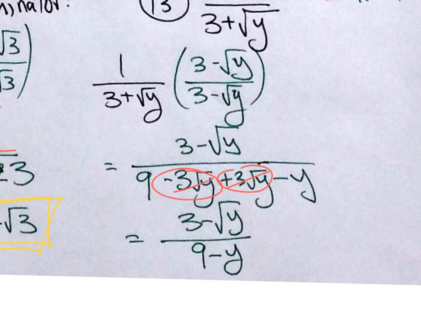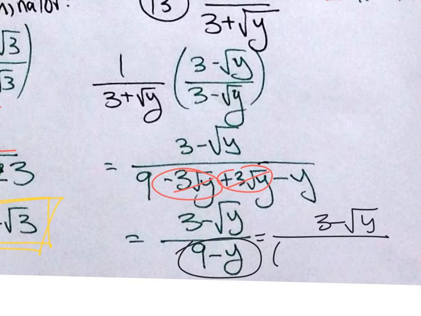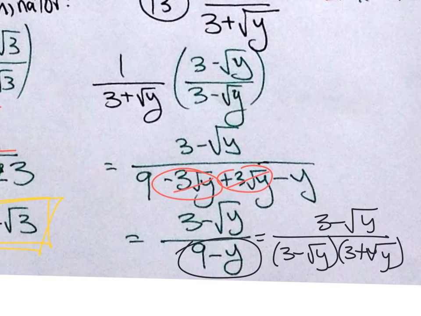Well, I suppose if we wanted to get fancy, which of course sounds fun, right? We could factor this into a 3 minus square root y and a 3 plus square root y. Woo! And then these would cancel, although then we have a square root in the denominator. Let's just pretend I didn't say that.